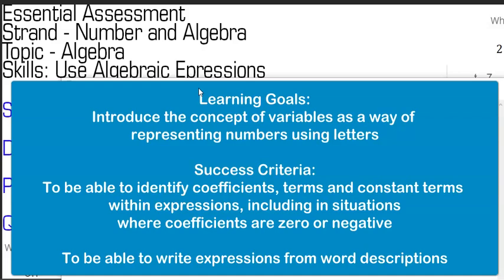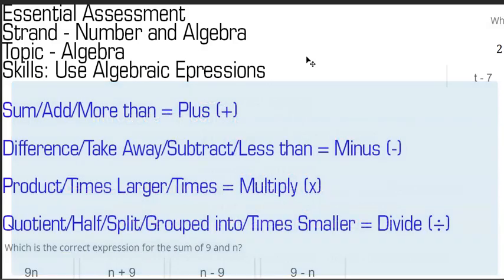Use algebraic expressions. The learning goal for this one is to introduce the concept of variables as a way of representing numbers using letters. And the success criteria is to be able to identify coefficients, terms, and constant terms within expressions, including in situations where coefficients are 0 or negative, and to be able to write expressions from word descriptions. Now, there are a few other success criteria regarding number patterns as well.